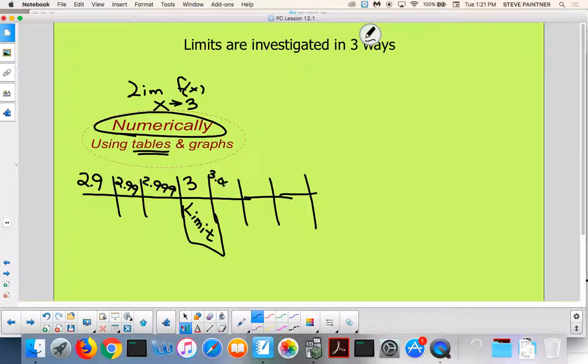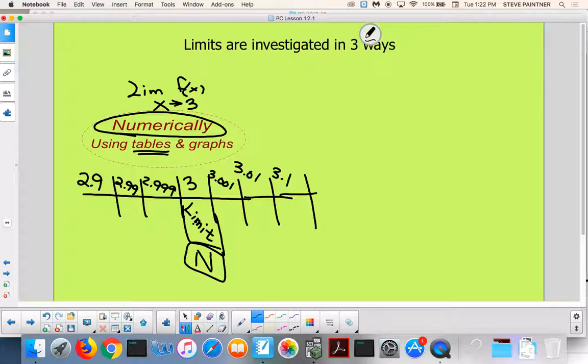3.001, I heard. That's really close. A little further out, and a little further out would be that. So you will basically do this over and over, and then you'll notice that these y values get close to some number. We'll call it n. As x approaches 3, what's the limit? It's going to be this number, whatever this number is.